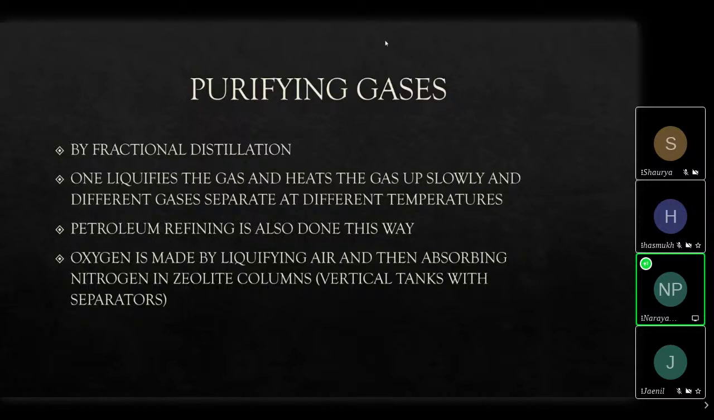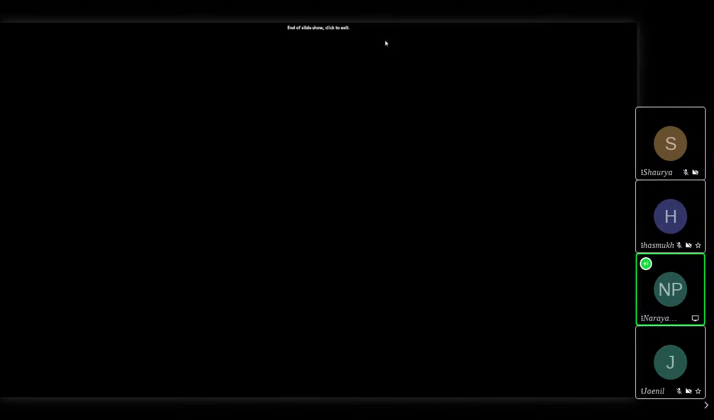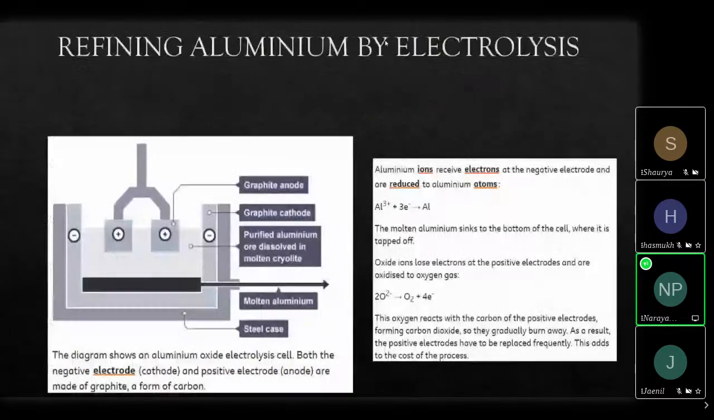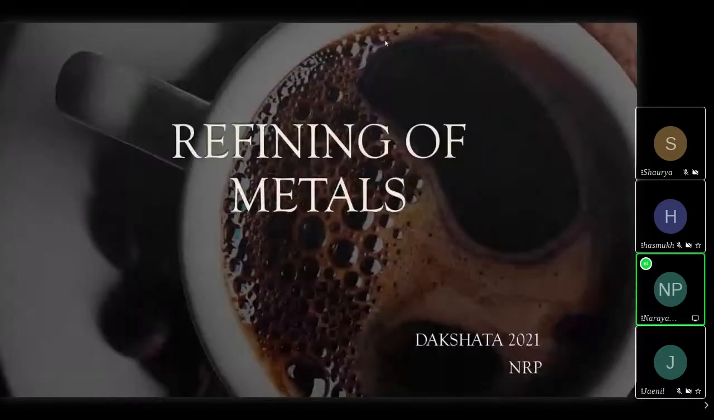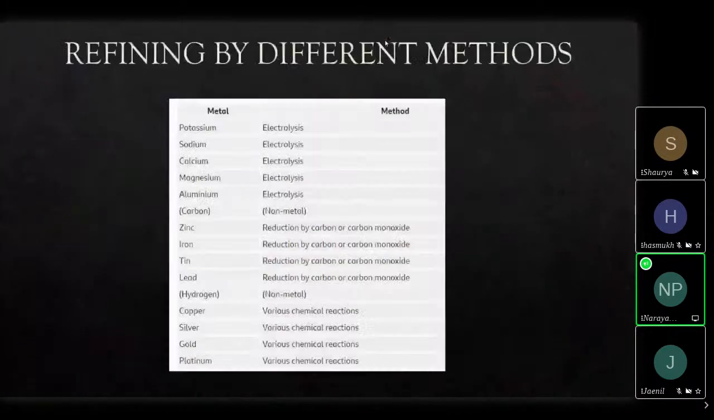And oxygen is also made by liquefying air and then absorbing nitrogen in zeolite columns. Zeolite columns are vertical tanks with separators and zeolite kept on them. So this is one way of purifying gases. Basically, that's it. There's not much difference in methods. Like I said, fundamental methods are electrolysis and heating, and the third method is chemical reactions.